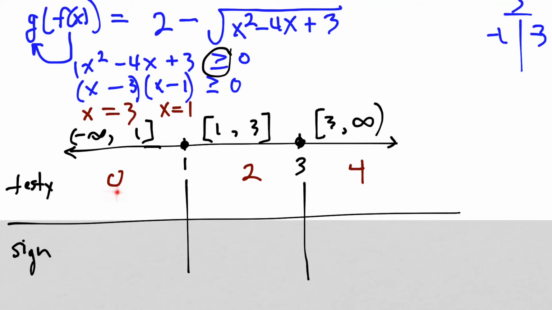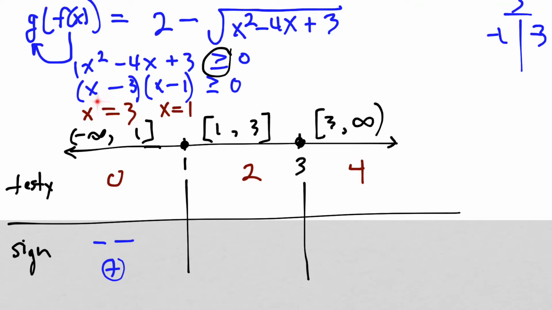So for 0, I've got 0 minus 3, that's negative 3. 0 minus 1, that's negative 1. So that's a negative times a negative. So this is positive in this interval right there, so that qualifies. Good.